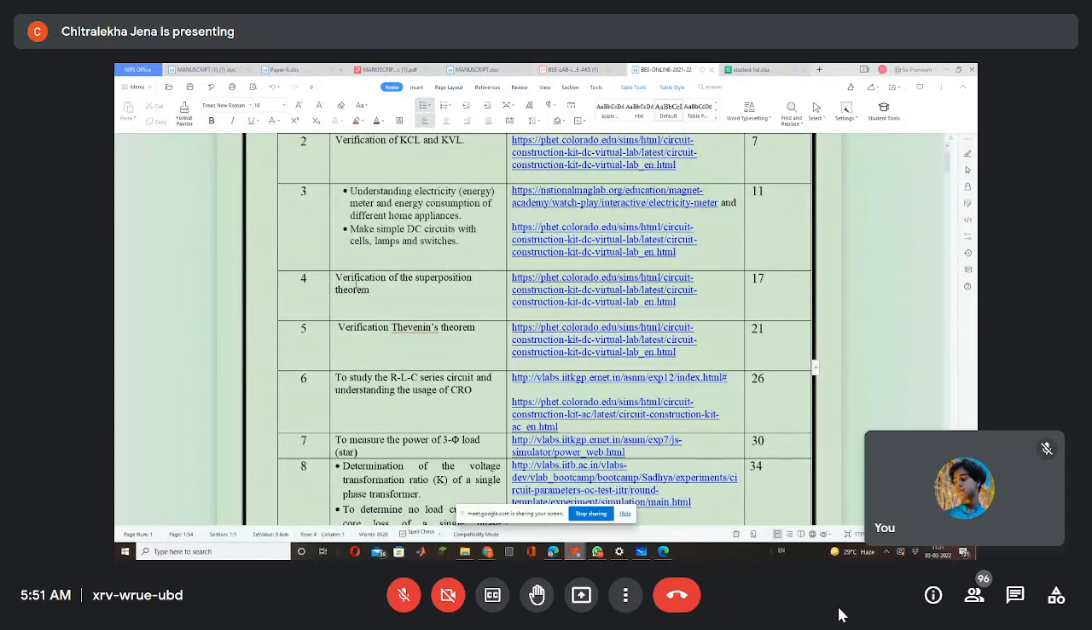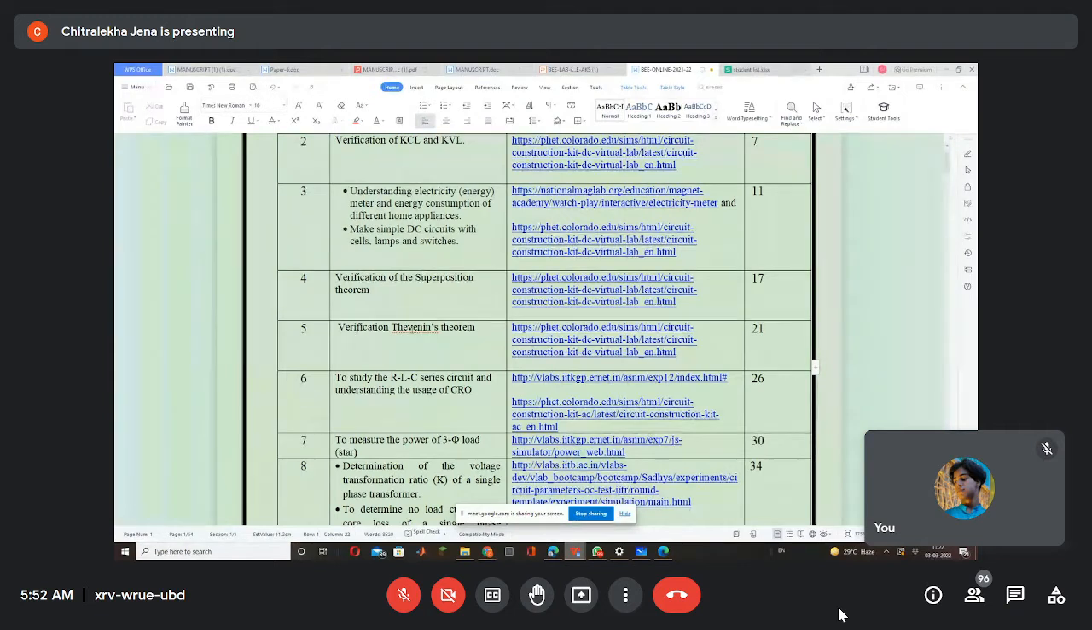Experiment number 4 is the verification of the superposition theorem. If you do not know the superposition theorem, I will be teaching you, and you will verify it. You will read it in the theory as well as do the experiment in the lab. When this experiment is done, I may be completing your theory part in the class as well.